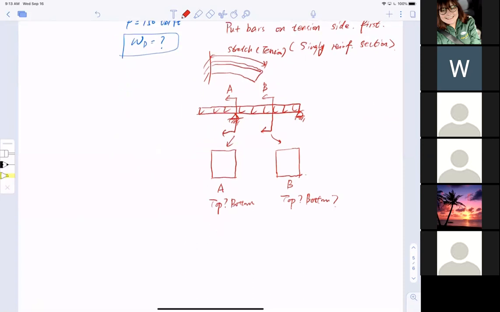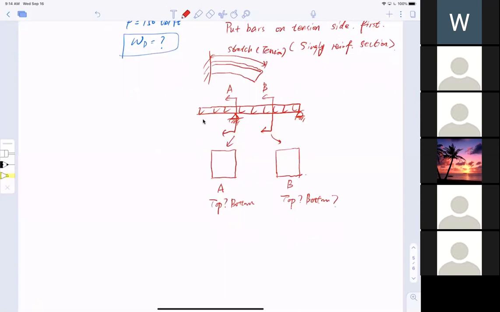So question here. I'm going to let you take question number 1. For section A here, will the bar be on top or will the bar be on the bottom? You still there, Brett? Yes. Do you understand the question? Should I repeat the question? Could you go over it a little bit more? I'm trying to think about it.